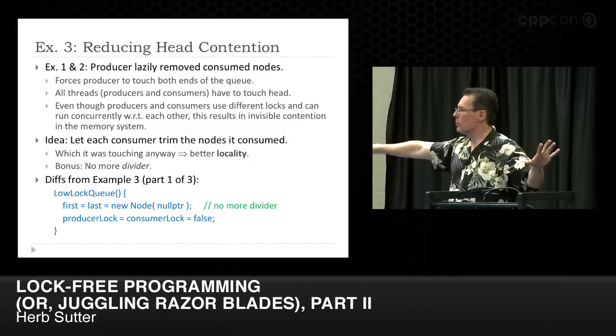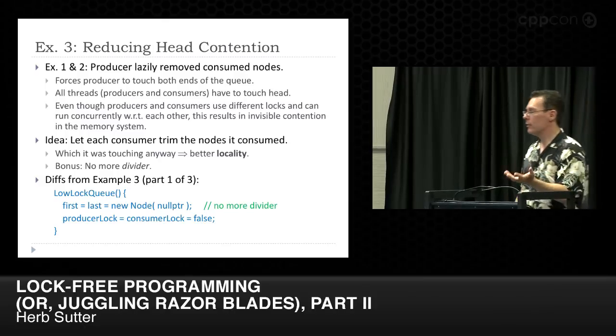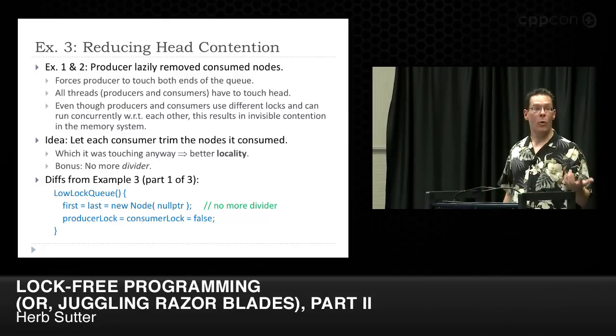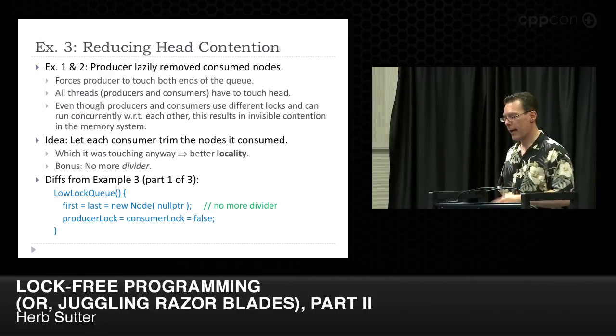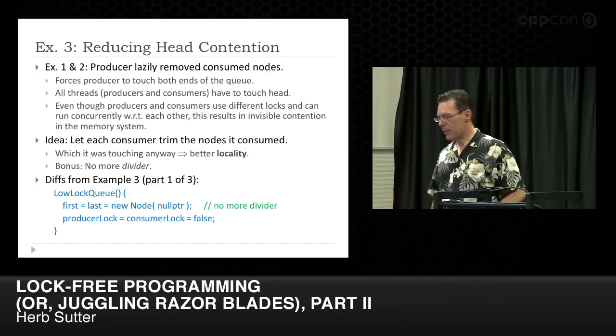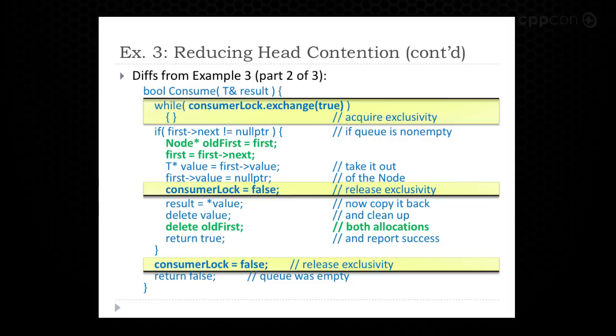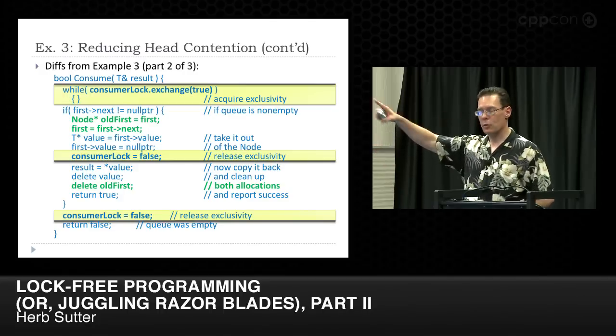Maybe we should divide those responsibilities more. And in particular, let's let each consumer trim its node as it deletes it. That might have seemed like something you would want to do anyway, so let's actually try that. As a bonus, we don't need divider anymore, it turns out, in this system. So here's the main difference. The constructor is the same, except we removed the assignment to divider. It doesn't exist anymore. On the consume side, we are now going to spin until we get access. Then we're going to do those green lines. We're going to go through and remember the old first node as we move along and consume something.